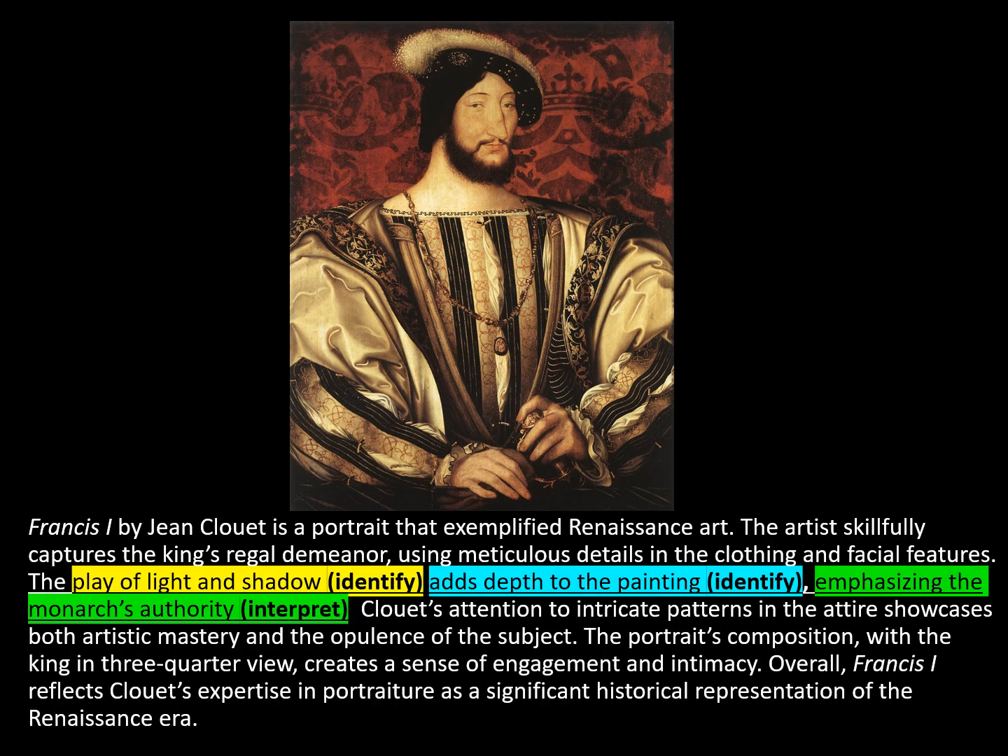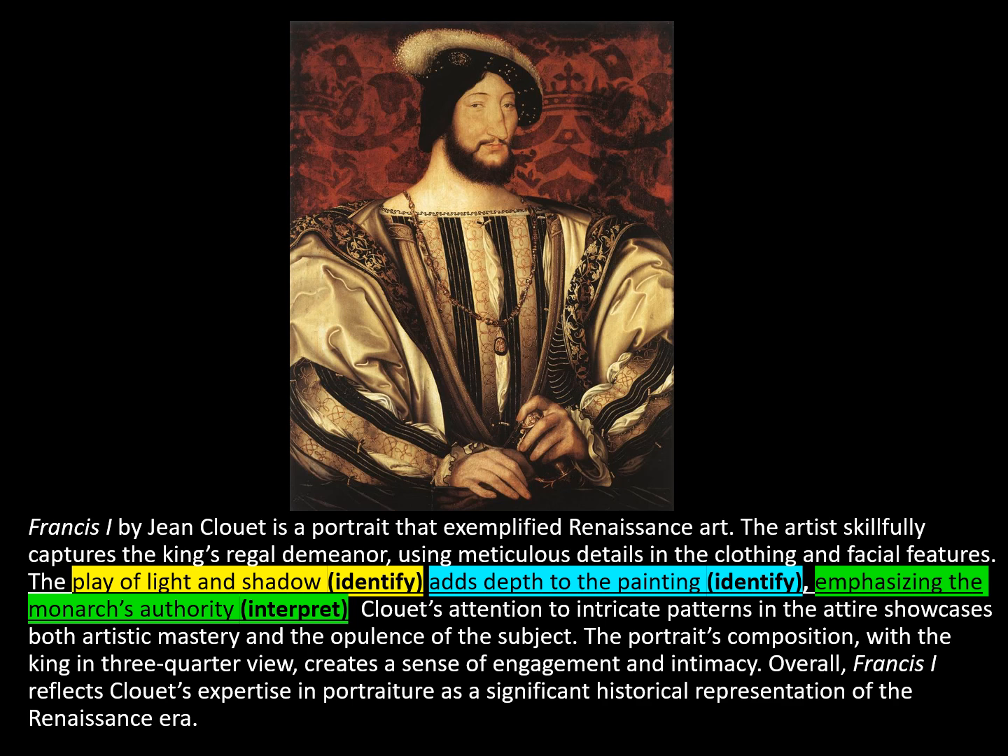Light. Okay, so the sentence is talking about the play of light and shadow. Light is a formal element, so that's good. Identifying the play of light and shadow is the identify step of formal analysis, which is what I've highlighted for you in yellow. It is identifying the importance of the formal element of light. This sentence is also offering an interpretation, which is highlighted in green. The light is being used to emphasize the monarch's authority. Fine. But what's missing here is the second step, analyze.